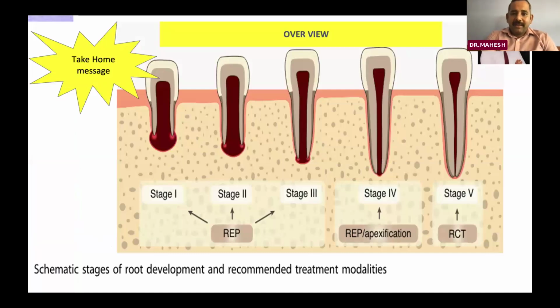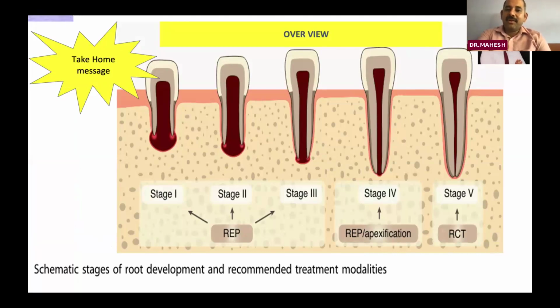So if you take up the schematic representation, this shows the Cvek's 5 stages. The treatment protocol for stage 1, 2, and 3, it is ideally better that you do a regenerative endodontic procedure, since the root canal is very short, the crown-root ratio is not much favorable, the dentinal wall is very thin. So these cases are more indicated for a regenerative endodontic procedure rather than an apexification procedure.